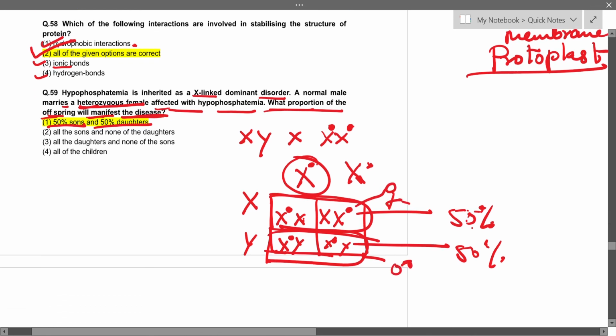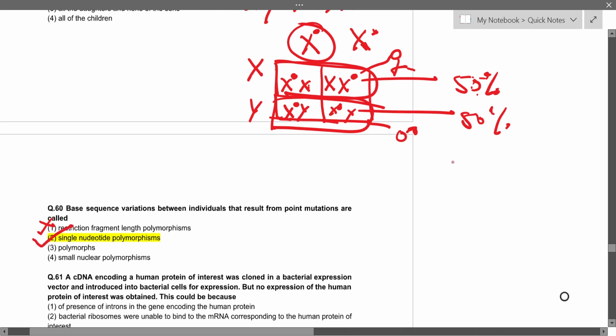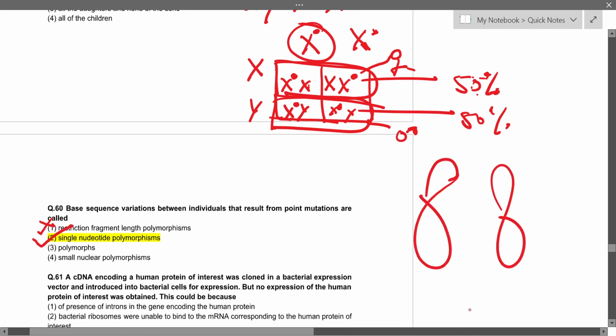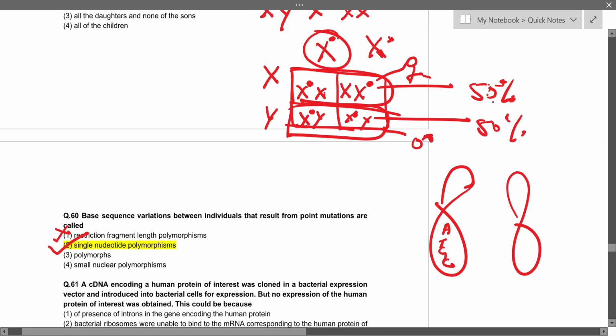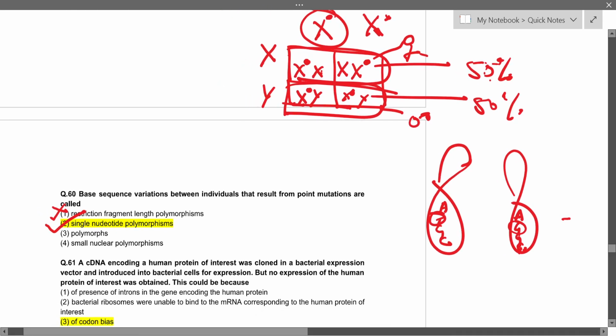Okay. Next question is, base sequence variation between individuals that result from point mutation are called restriction fragment length polymorphism. No. Single nucleotide polymorphisms. Yes. See, every individual differs from each other. Suppose I have A, T, G, C. If another person has A, G, G, C, there is only a difference in one nucleotide, and this difference is called single nucleotide polymorphism.